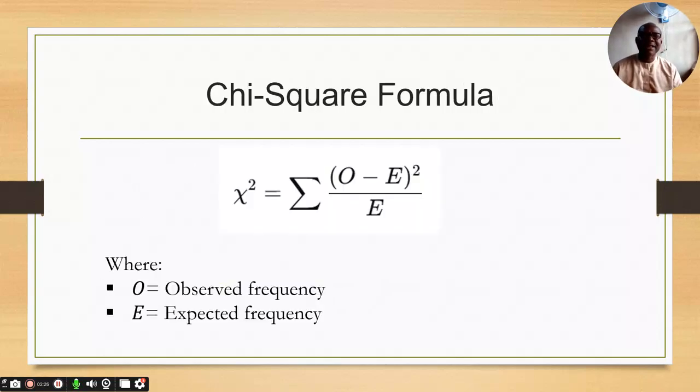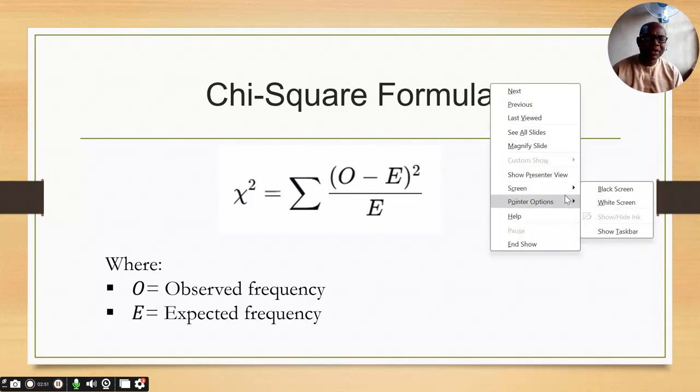Now, let's look at the formula of the chi-square statistic generally. The formula is stated as a summation of the difference between the observed and the expected frequency, all squared, divided by the expected frequency. So, the O there represents the observed frequency. The E there also represents the expected frequency.